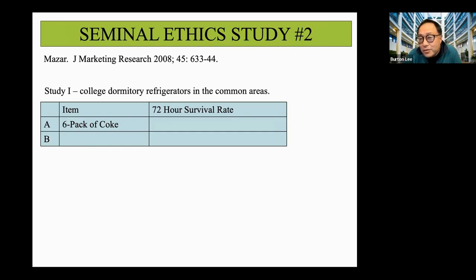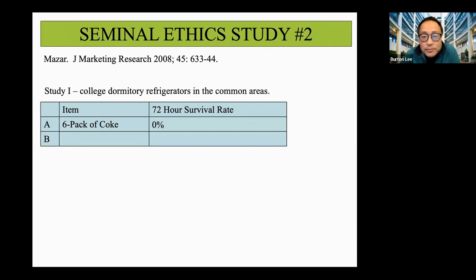So think to yourself, what do you think the mortality of cans of Coke is in a college dormitory after 72 hours? Well, probably not shocking to most of you, nothing survived. It was 100% mortality. They were all taken, okay? So that's not really shocking. After all, there was no name or no warning or anything like that. And I'm sure college students were thirsty and they just took advantage of the Coke.